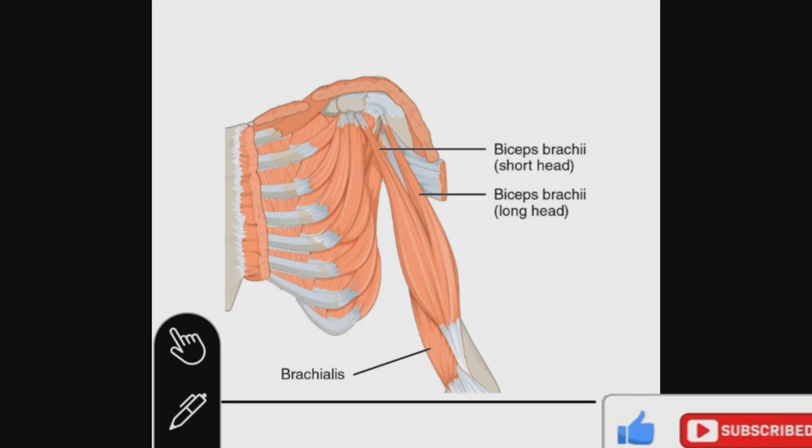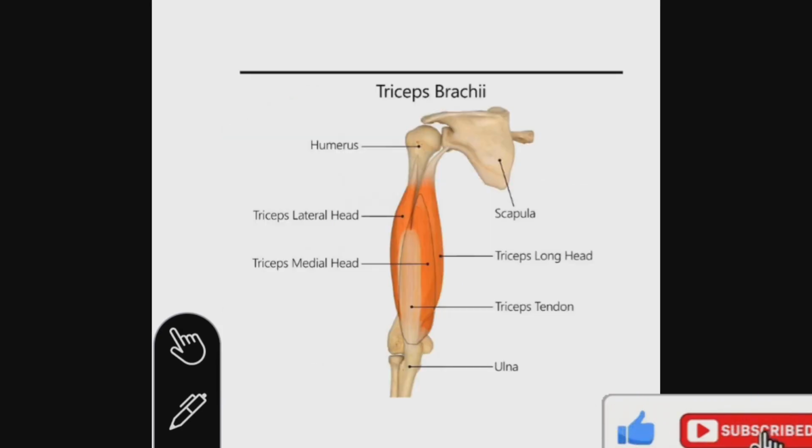Moving on, we go to the posterior compartment. Remember what we said about the posterior compartment, that they are extensor muscles, right? And these posterior muscles are innervated by the radial nerve. The radial nerve is C6 to C8. The muscles are the triceps brachii and the anconeus.